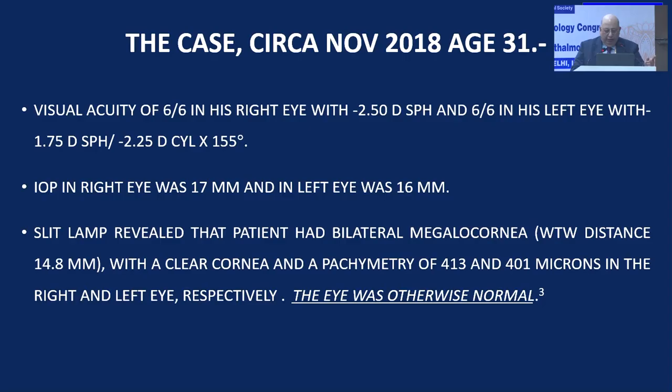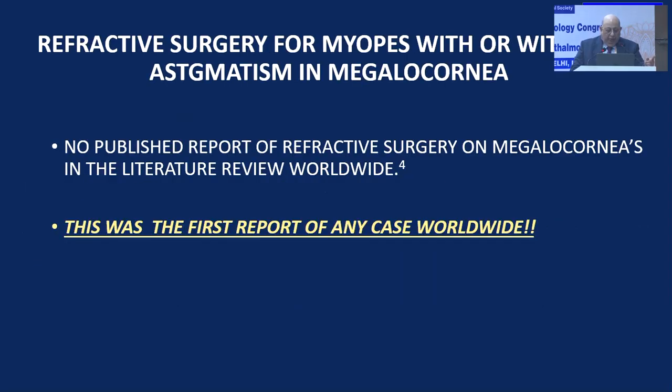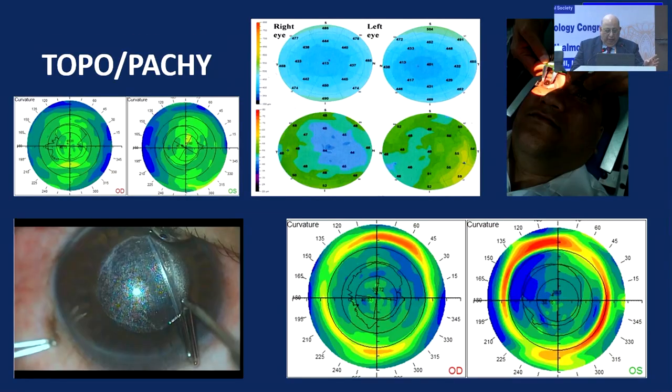Slit lamp showed bilateral megalocornea with a diameter of 14.8, clear cornea, pachymetry of 413, otherwise the eye being normal. And there is no published report of refractive surgery in megalocornea done worldwide. This is the first case which I believe we had done.